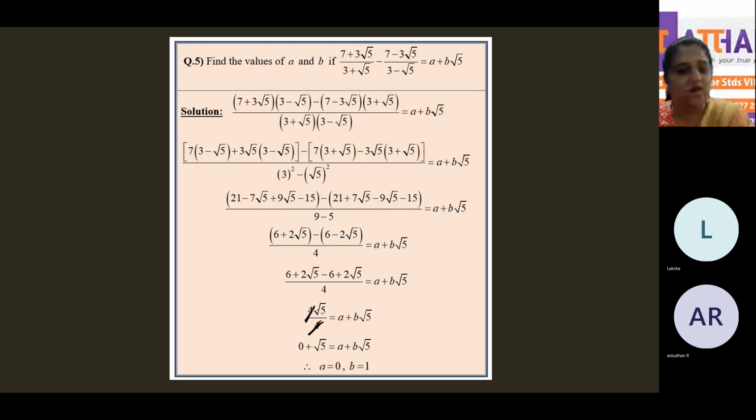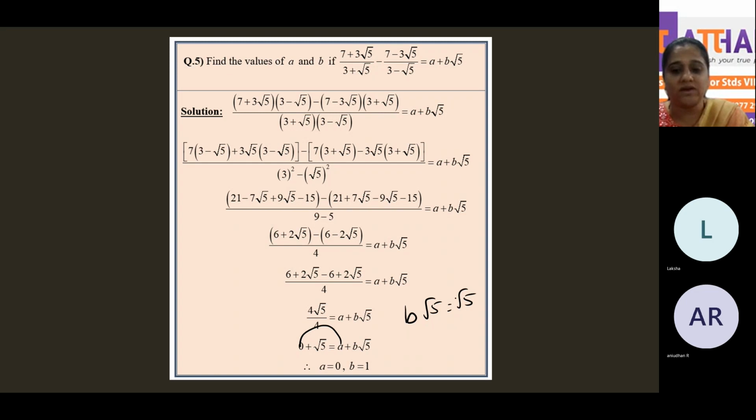4 and 4 gets cancelled. We have only root 5. Write that as 0 plus root 5. You can't write it as 1 plus root 5. That is different. Nothing is there, no? So 0 plus root 5 is equal to a plus b root 5. Now compare both the sides. a is equal to 0 and b root 5 is equal to root 5.